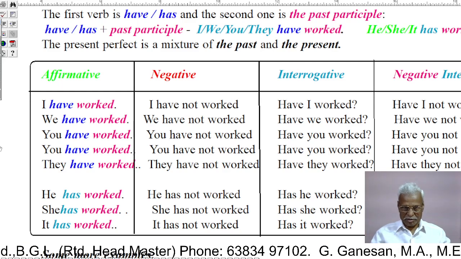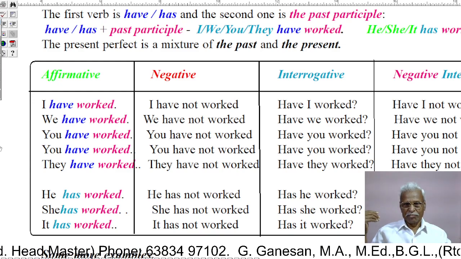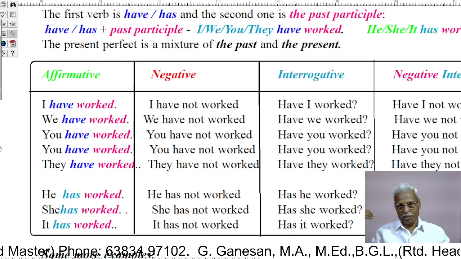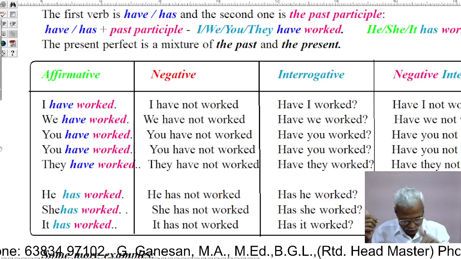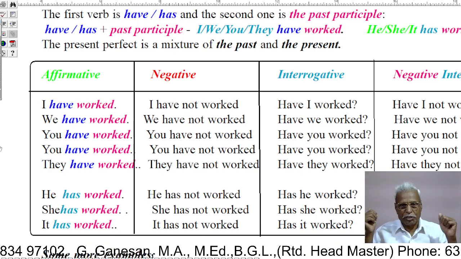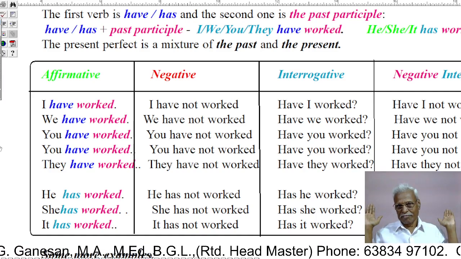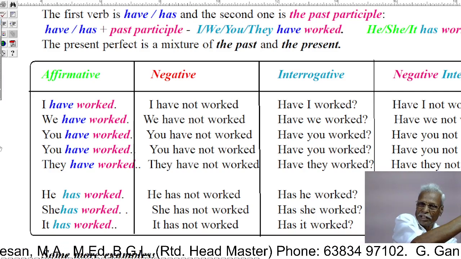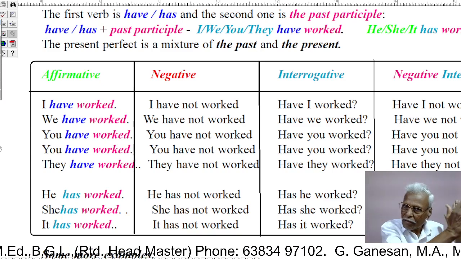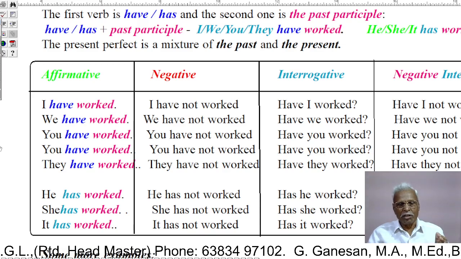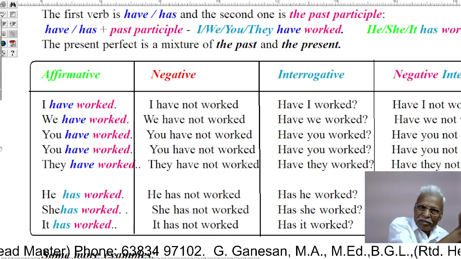I have not worked. That is, I did not work yesterday. They did not work last week. Now you are telling, I did not work yesterday. Now, at the time of speaking, I say, I have not worked, because I did not work yesterday. Now I say, I have not worked. They did not work yesterday. Now they say, we have not worked. He did not work yesterday.